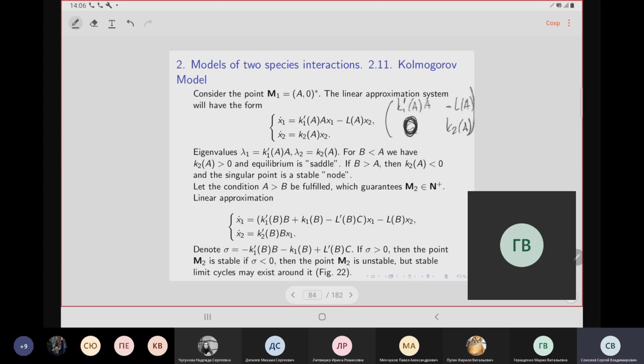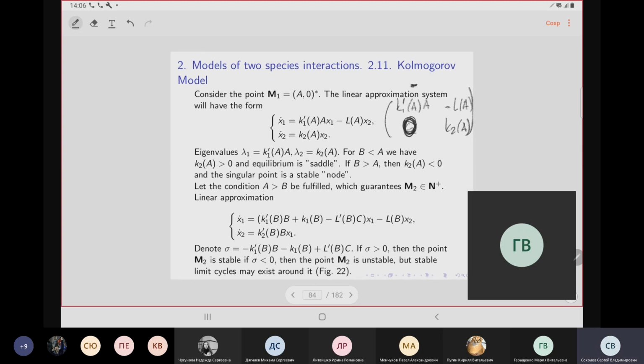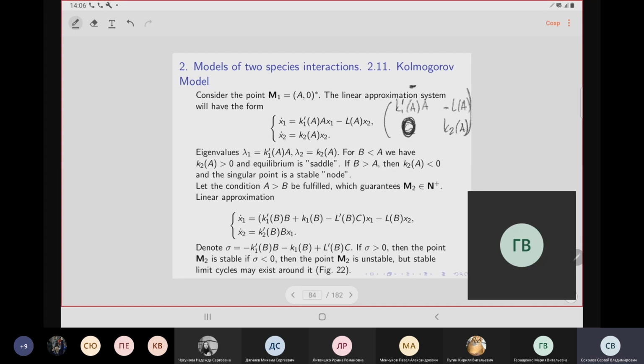K1 prime is always negative, and K2 of A can be positive or negative. If B is smaller than A, then K2 of A will be positive. And since eigenvalues have opposite signs, the equilibrium is a saddle and it is unstable.